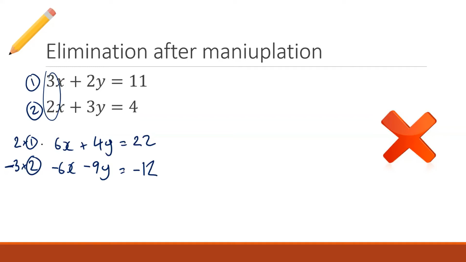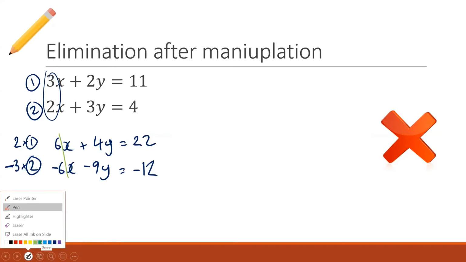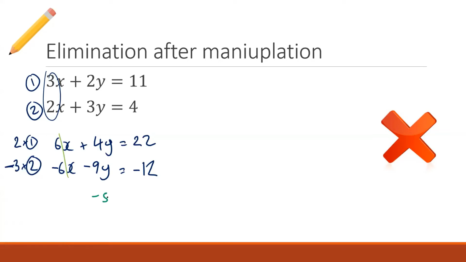Now I can add these two equations together. If I add these two equations together, I'm going to end up with, these two are going to cancel. So I'm actually going to end up with 4y take away 9y. It's going to be -5y equals 22 plus -12 is going to be 10.